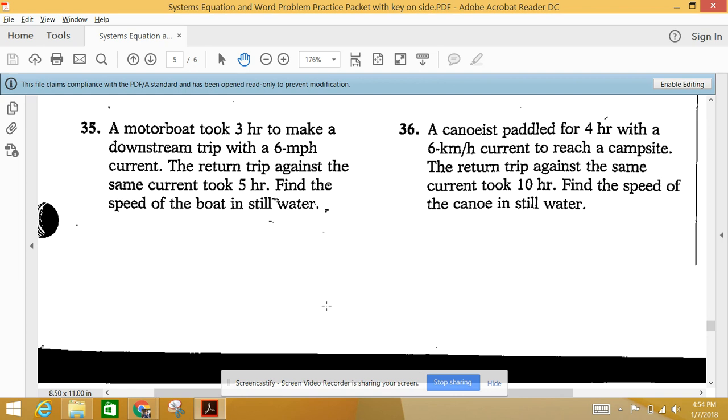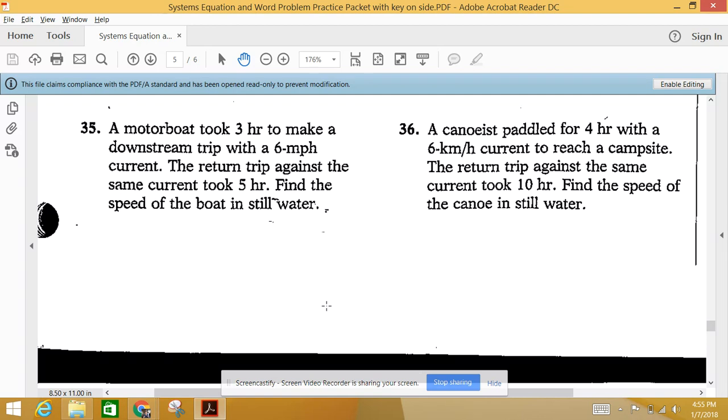But both of these are essentially a distance equals rate times time problem. So please bear that in mind, that distance equals rate times time, as you are working out your setup. So pause the video and please do the setup at least for number 35 right now.